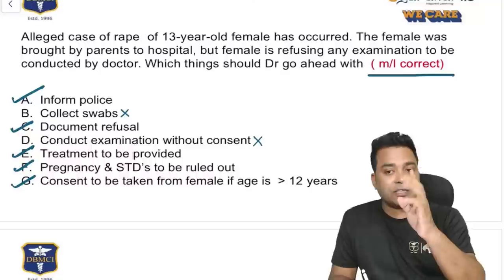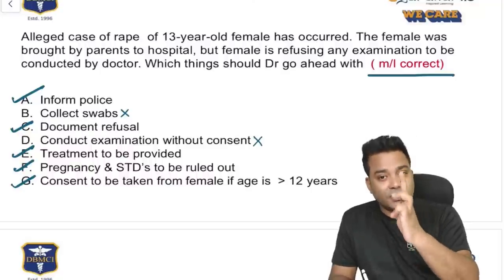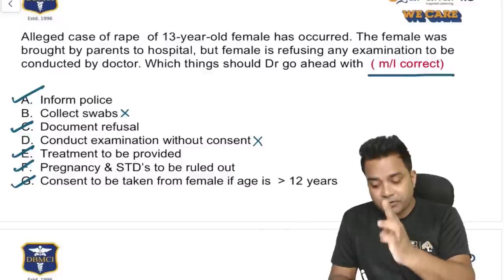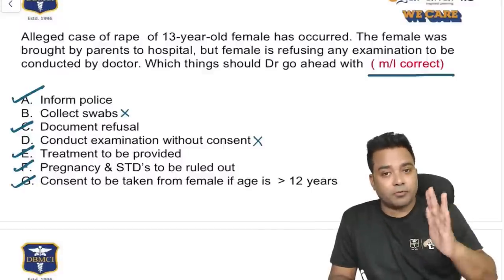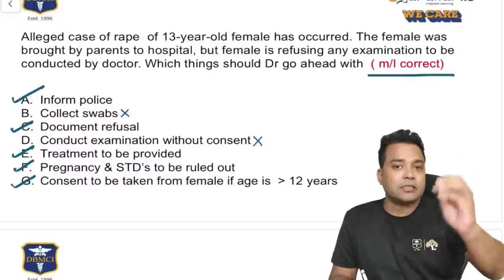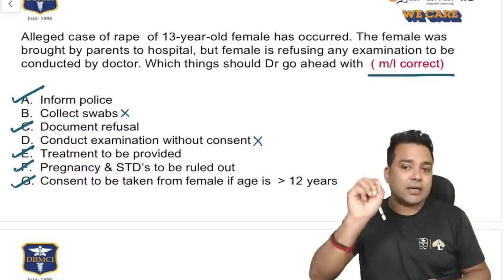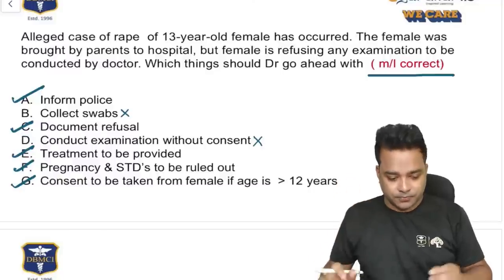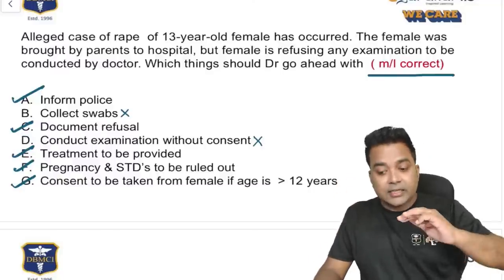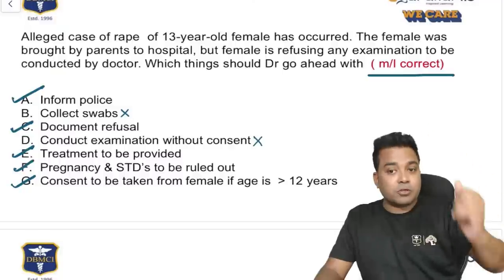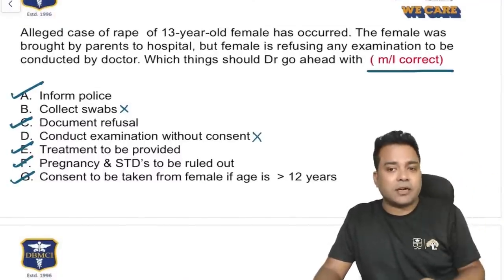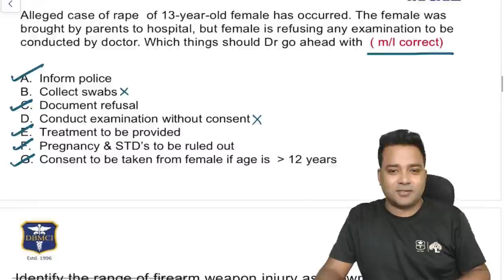So what is the cutoff age for consent in relation to sexual assault cases? 12 years. A victim 12 and more than 12, her consent is valid. Always remember, if the victim is less than 12, take the consent from guardians. Clearly written in MOHFW guidelines without any doubt. And these guidelines were published not today, in 2014 itself. That is why these questions are being asked, because you mark them wrong.